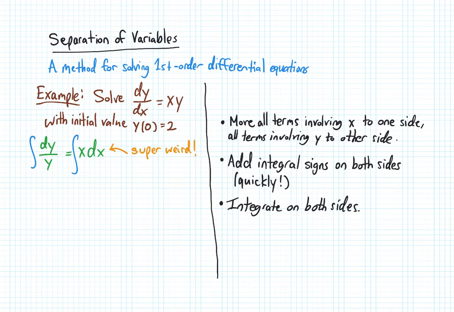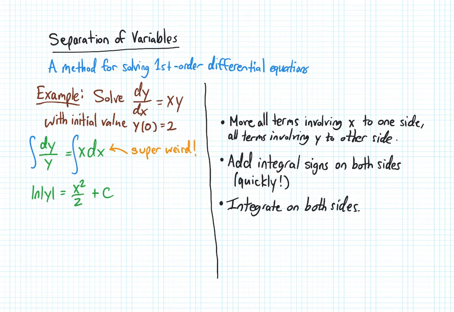In this case, on the left, when we integrate, we get ln|y|, with absolute values, of course. And then on the right, we have x²/2. And these are indefinite integrals, and so we need plus c's, but we can combine the plus c's from both sides into a single constant. And so we'll just put the plus c on one side.